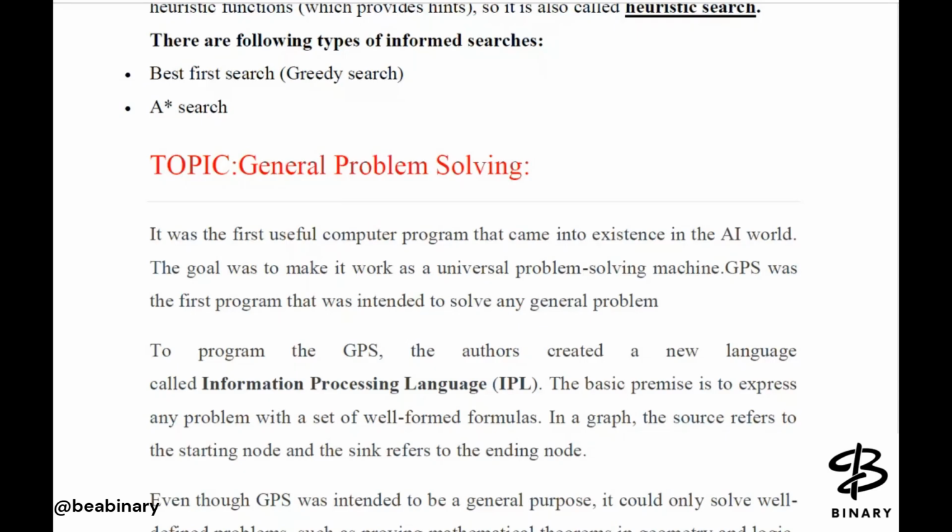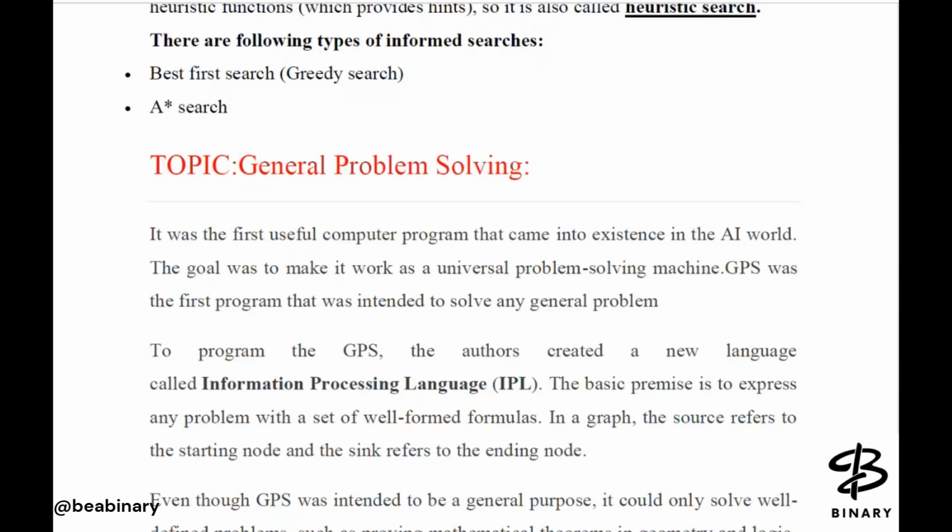It was the first useful computer program that came into existence in the AI world. The goal was to make it work as a universal problem solving machine. As the name says, general problem solving works as a uniform or universal problem solving machine. According to this, the GPS was the first program intended to solve any general problem. What general problem are we talking about?